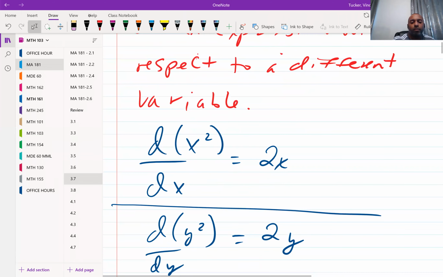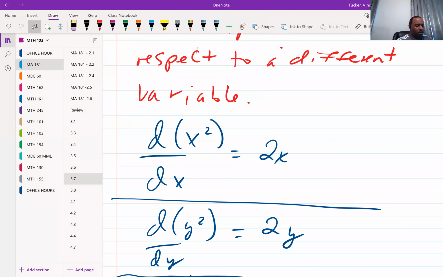What we mean by that is, if I was taking the derivative of x squared with respect to x, that's just going to be 2x. You bring your exponent down and subtract 1 from that exponent. Same thing if I was taking the derivative of y squared with respect to y. Same result, it's just that we have a y instead of an x. So that's taking the derivative with respect to that variable.